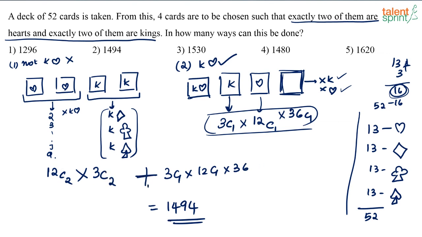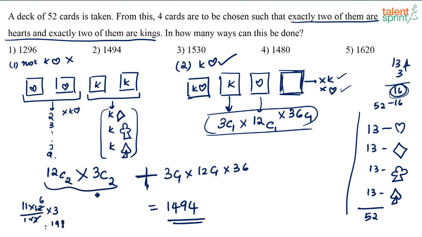So I add the total number of ways means these many ways or these many ways. Put together, 1494 ways are there. So 12C2 into 3C2 will be, if you solve it, 11 into 12 by 1 into 2, right? That is 11 into 6 into 3. That is, this will be 198.